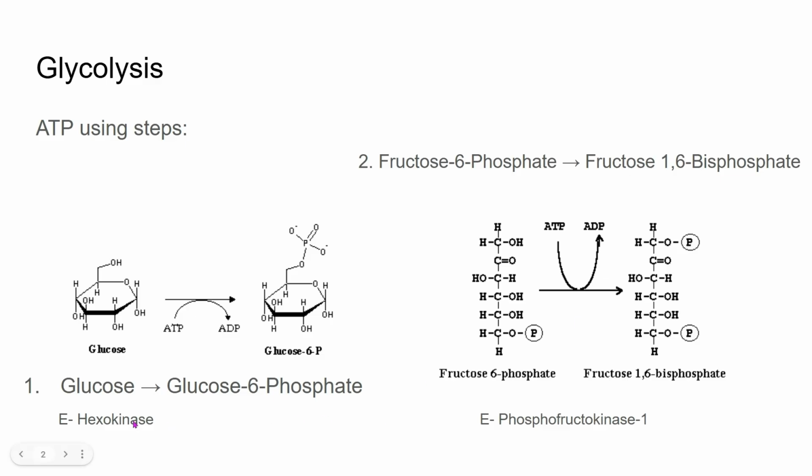The first step that uses ATP is glucose to glucose 6-phosphate. And as you can see here, a phosphate group is added to glucose to make glucose 6-phosphate from ATP. And this is catalyzed by hexokinase.